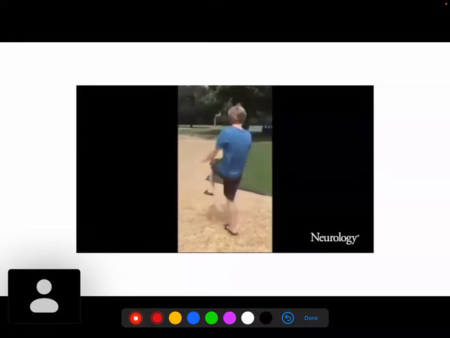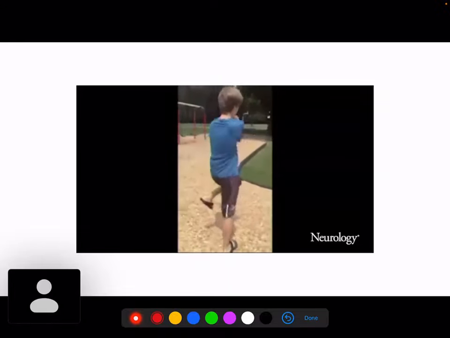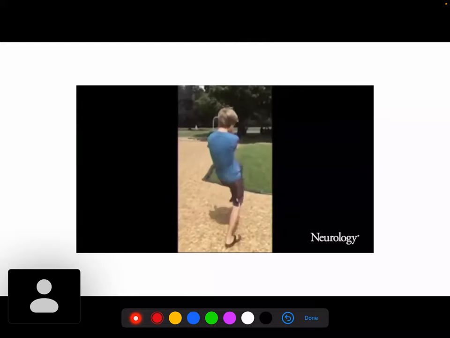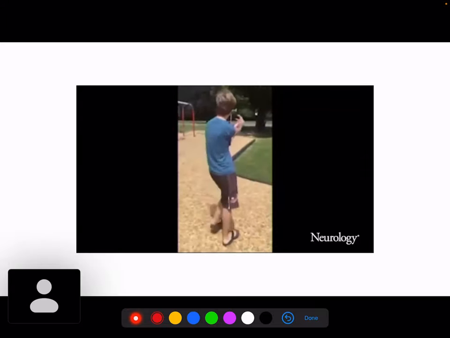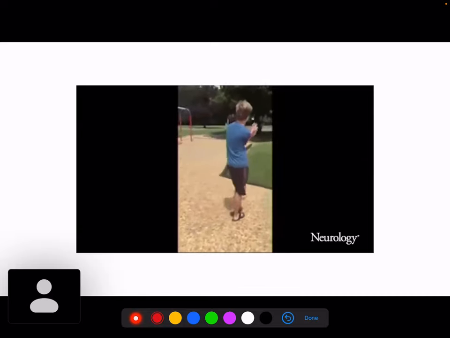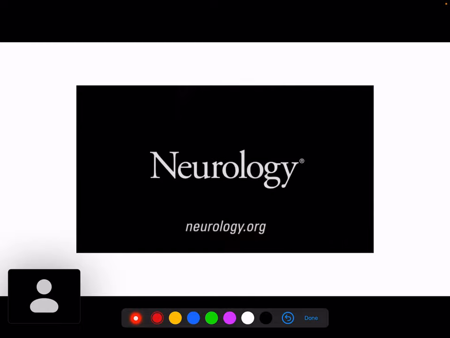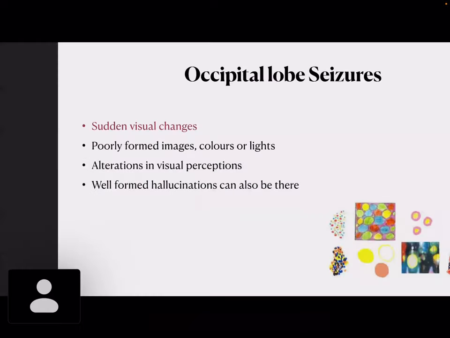Marching. Pedaling. Yeah, so many people would say this is drama or acting or a pseudo seizure or attention gaining, but it's not.